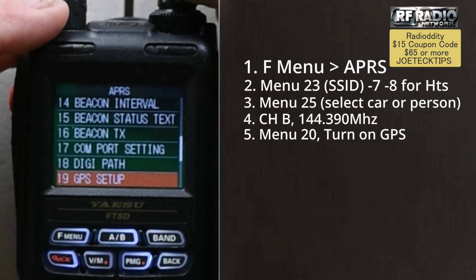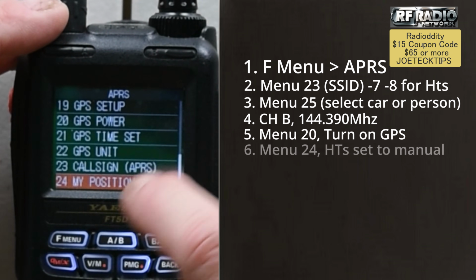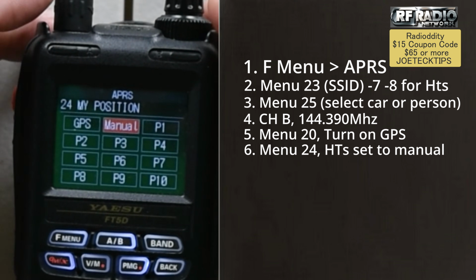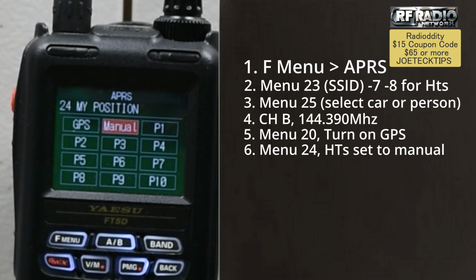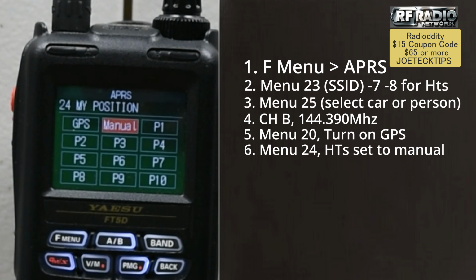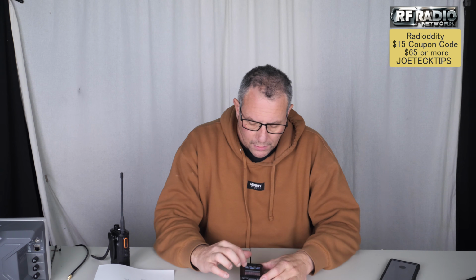And then you want to go to option 24 after that, and you want to do My Position. What I'm going to recommend is, if you're in a fixed location and you're not going to move at all, I suggest setting it for manual once you get your GPS position. If you select manual, you need to enter in the longitude and latitude information for your positioning.